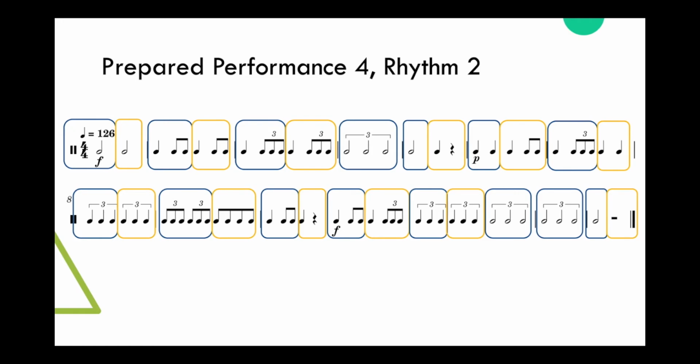So at the end there, you can kind of see a process of growing the triplets, right? From the eighth note level to the quarter note to the half note level. Cool. Let's do 126 on the metronome, and let's try this.